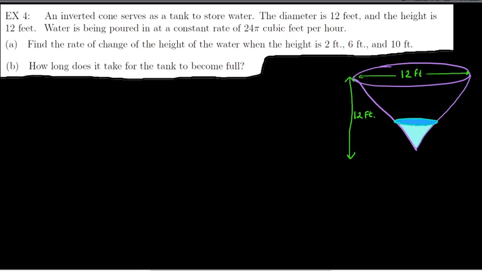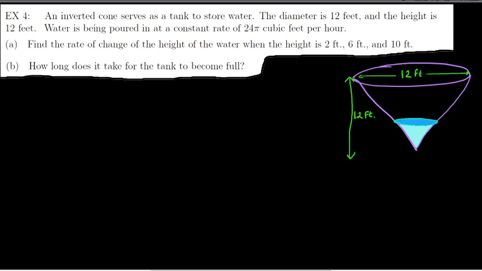Okay. I think this will be the last one. And this is one from my notes. So I called it example 4, but I think we're way past number 4 already. This might be the 5th or 6th problem we did. Okay, so we have an inverted cone, so an upside down cone, which serves as a tank to store water. So there's water in the tank, right? The diameter is 12 feet, so the distance across is 12 feet. And the height is also 12 feet. You can see that here. Water is being poured in at a constant rate of 24 times pi cubic feet per hour.